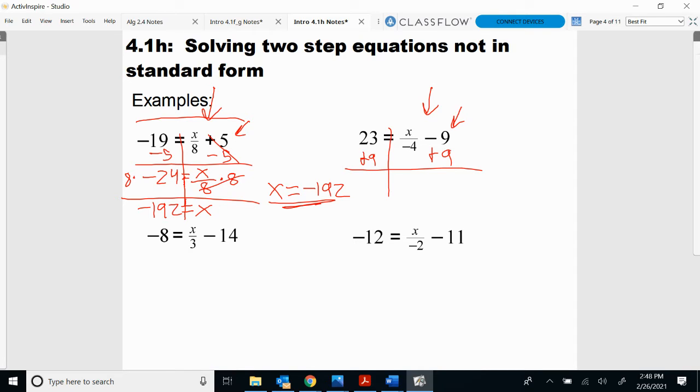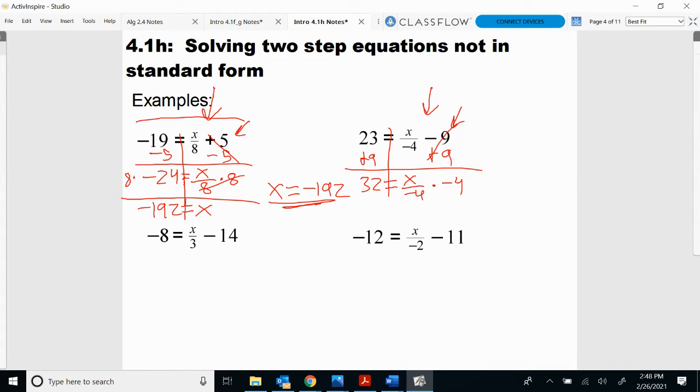Okay, so then we're going to end up with those 9s will cancel out there, and 23 plus 9 is going to get us 32 is equal to x divided by negative 4. All right, and last step here, we're going to cancel out the negative 4. So take the negative with you, because we're going to multiply by negative 4.